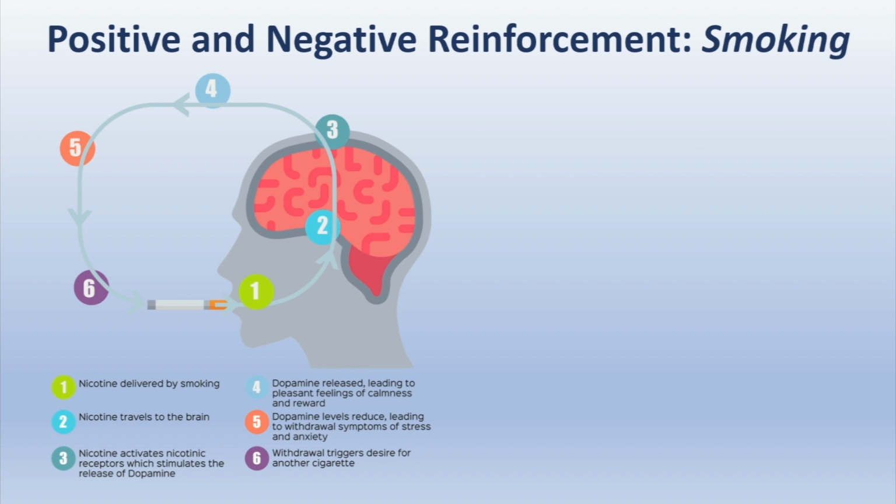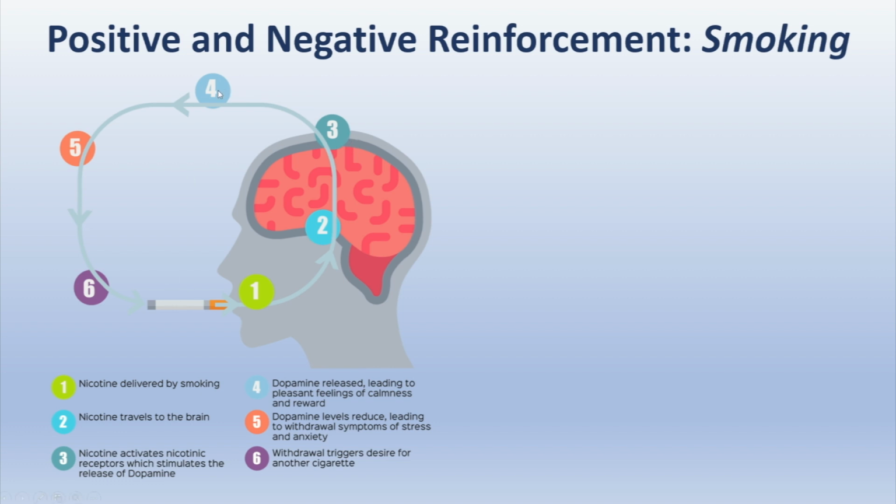So if you have a look at this diagram which you've got in your booklet, we'll just talk about the process of smoking. You can see here you've got the numbers and they're going round in an anti-clockwise direction. The first step is nicotine is delivered by smoking. The nicotine then travels to the brain, so that's number 2. Nicotine activates nicotinic receptors, which stimulate the release of dopamine, so that's number 3 in the brain.